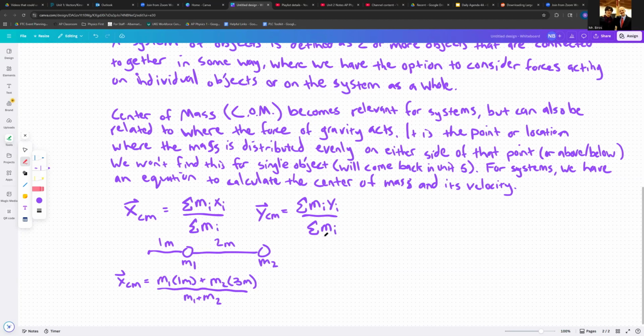You can do this in the y direction too. If you've got a distribution of objects at different heights or different vertical positions, do the exact same thing. This tells you where exactly is the location where the mass is distributed evenly on either side of that point. You could also think of center of mass as a balance point. If there's a rod with 2 objects attached to it, and I hold that rod at a particular point where I want it to balance, the center of mass would allow for that balance point to occur.